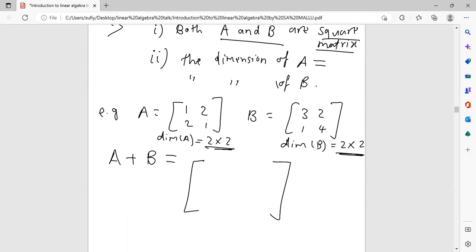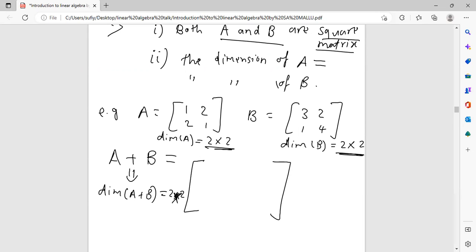In other words, it will still be a 2 by 2 matrix, right? So the dimension of A plus B is still the same as the original matrices A and B, okay? Keep in mind that the dimension is not going to change. Whenever you're adding two matrices, the dimension of A plus B will be the same as the given matrices A and B.